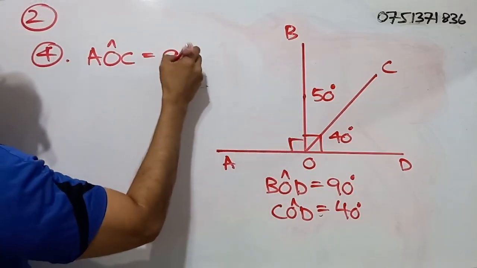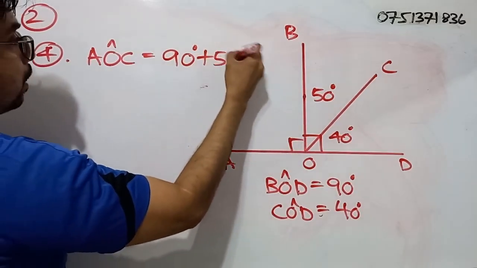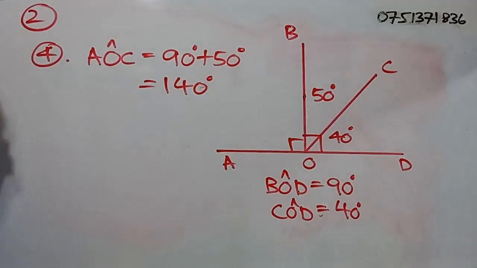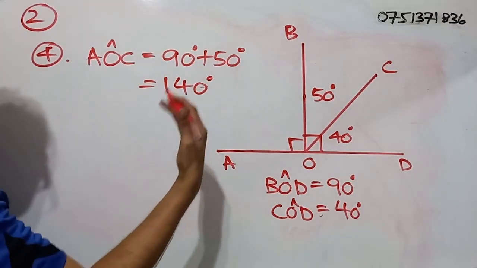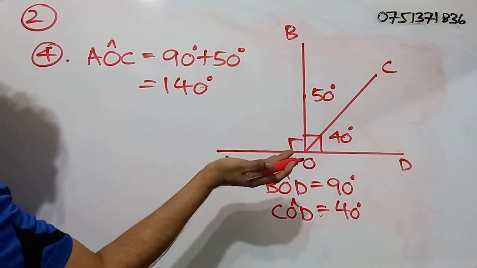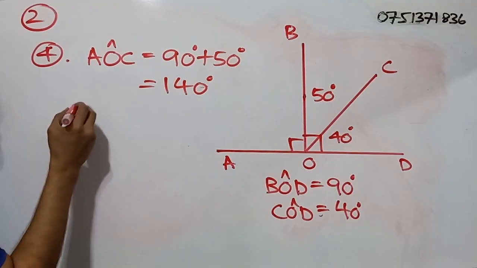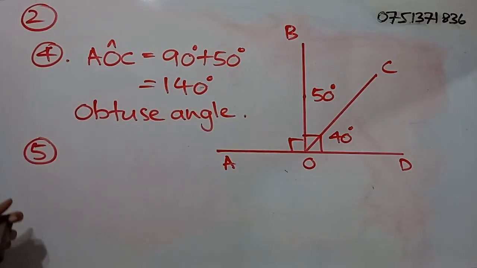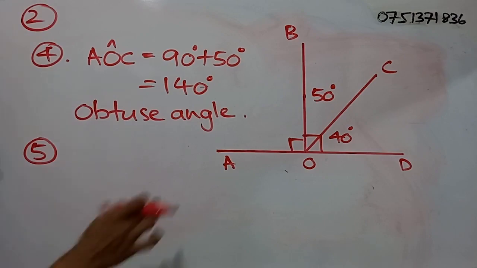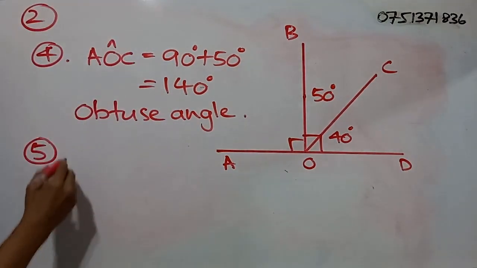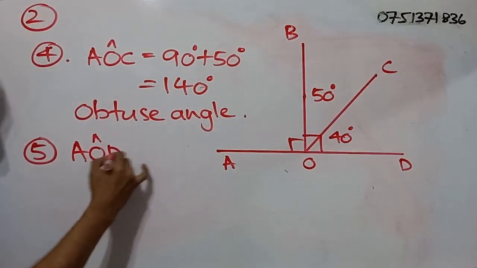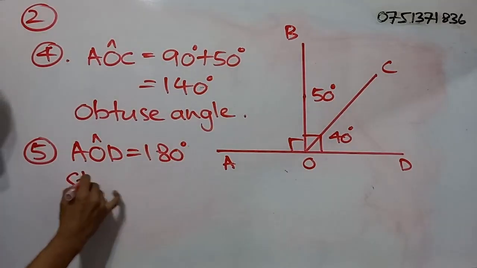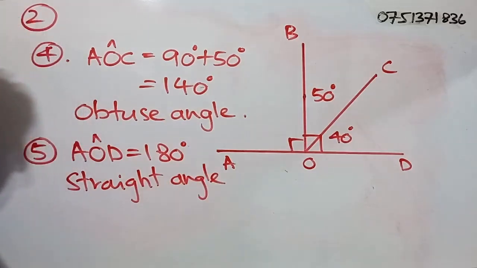So now we can calculate the magnitude of AOC. What is that? 90 degrees plus 50 degrees, which will be what? 140 degrees. So what is the type? Angle is greater than 90 degrees, less than 180. So the angle type is what? Obtuse. Okay, part 5. AOD. What is that? The straight angle. No? So what's the magnitude? Without a doubt, 180 degrees. So the type is straight angle.